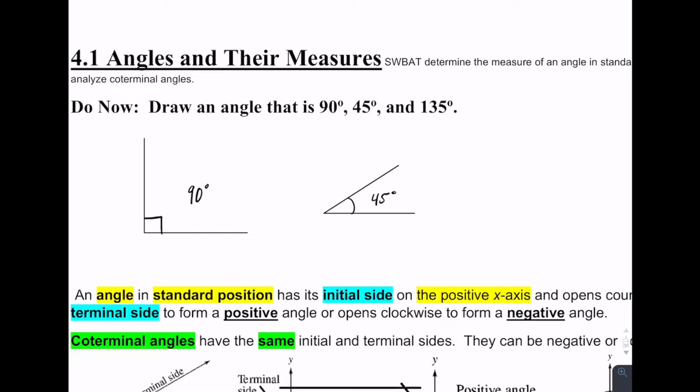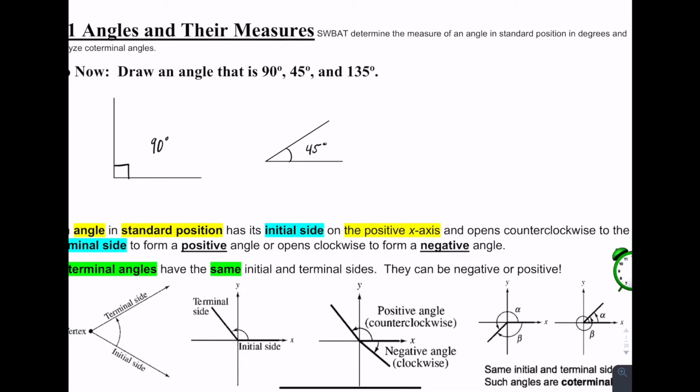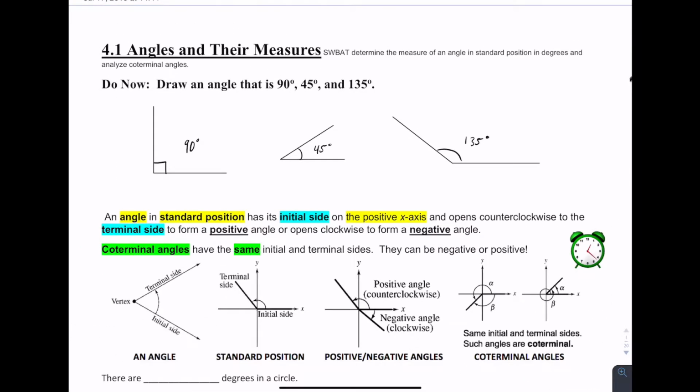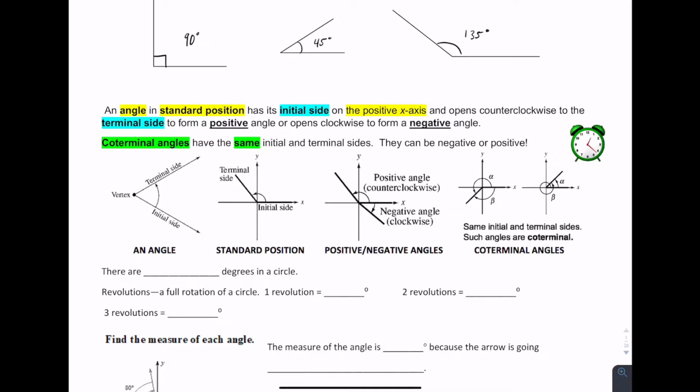And then 135 is like adding 45 to the 90. So here's your initial, and then that will go about over here. So that's about 135 degrees. Okay, so that's how we can get a feel for those. So we can read this quickly.